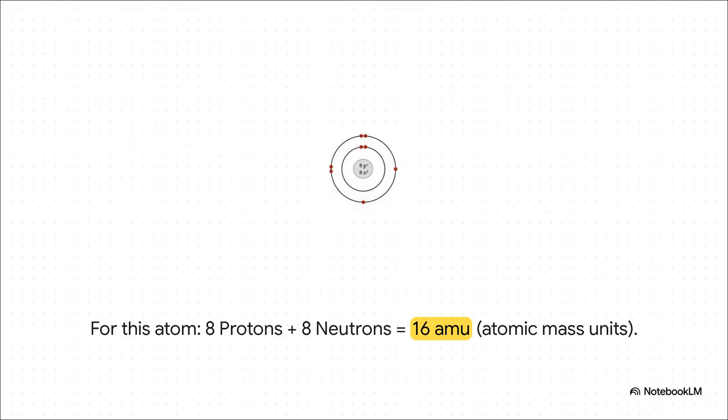Let's apply this to our oxygen atom from before. We know it has 8 protons, and the model shows it also has 8 neutrons. So you just do the math. 8 plus 8 gives us a mass number of 16. The unit we use is just called atomic mass units, or AMU for short. See, it's really that straightforward.